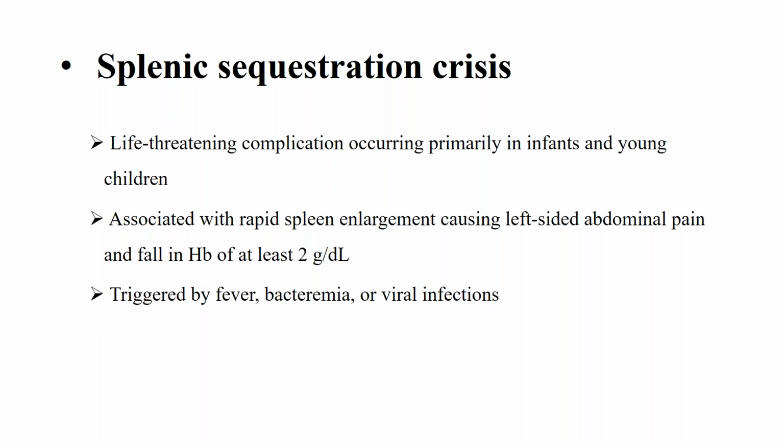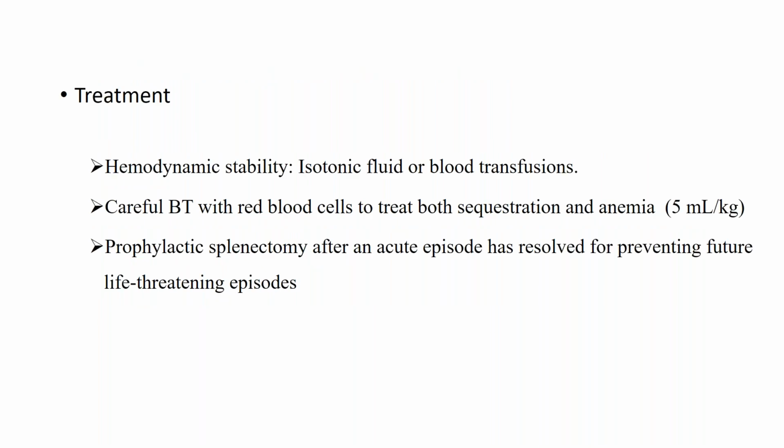Then there is splenic sequestration crisis. It is also a life-threatening complication which occurs with rapid spleen enlargement, causing left-sided abdominal pain and also a fall of hemoglobin by at least 2 grams per deciliter. There's fever, viral infections, bacteremia, and this can cause it. What happens in those cases? We have to give them fluids, and we also need to give them blood transfusions. But it has to be very careful.